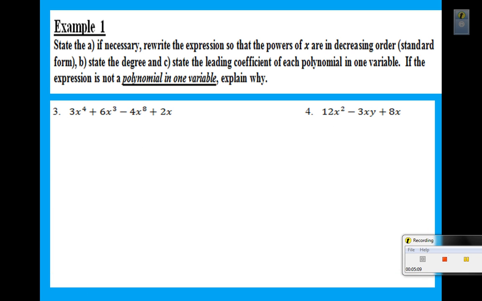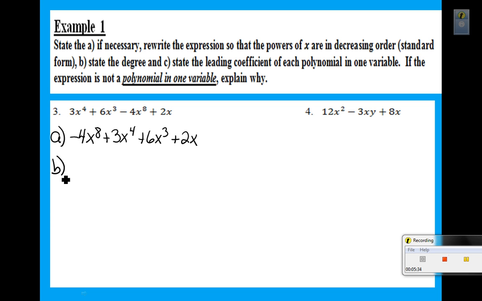Here goes my number 3. When I look at it, I need to put it in descending order. So for my part A, there's an 8, so I got negative 4x to the 8th plus 3x to the 4th plus 6x to the 3rd plus 2x.